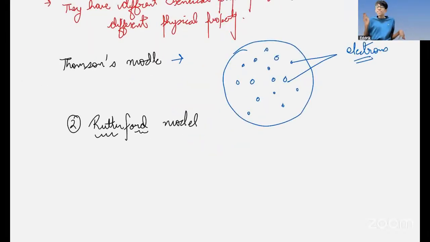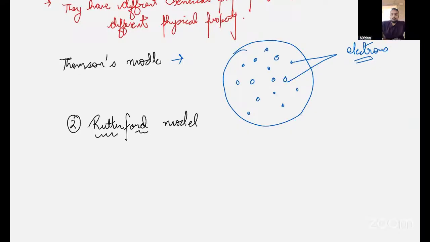So Rutherford first performed an experiment called the alpha ray scattering experiment. In that experiment, he took a source of alpha particles, and then he smashed those alpha particles into a very thin gold foil. Because gold is heavy and it doesn't react with others, that's why he took gold.